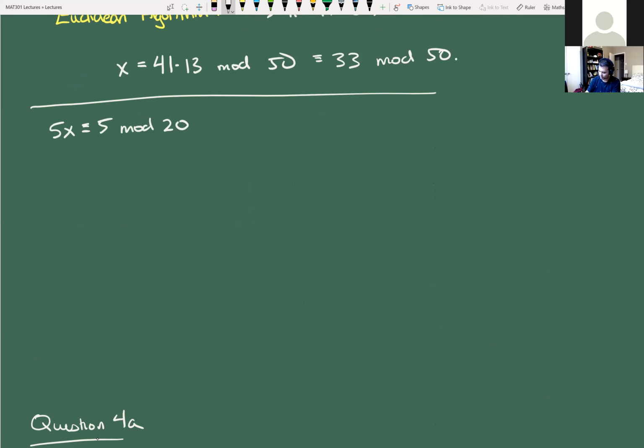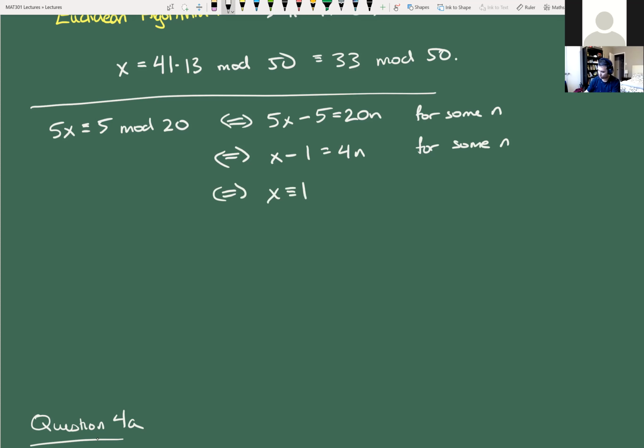If we want to solve this, this is equivalent to saying, can we solve 5x minus 5 equals 20n for some n? And that's the same thing as saying x minus 1 equals 4n for some n. That's not how we spell "some n". And that's the same thing as saying x is congruent to 1 mod 4. So absolutely you're right. And that, of course, makes this much, much easier. Yeah, so good call.